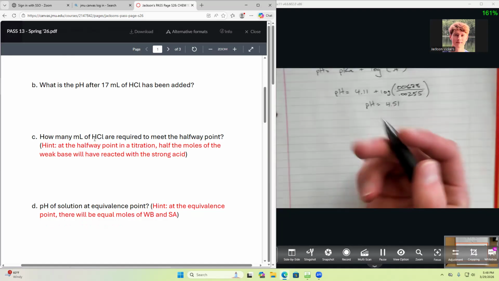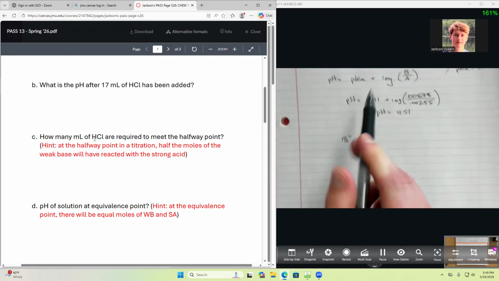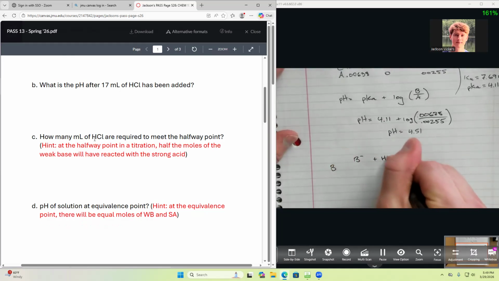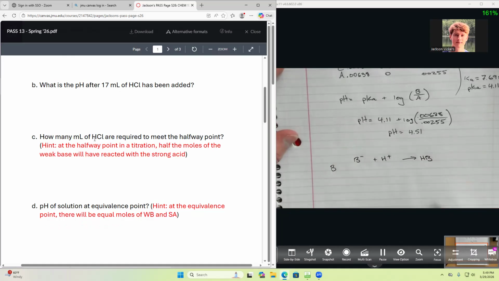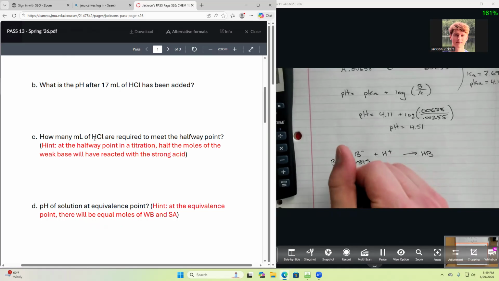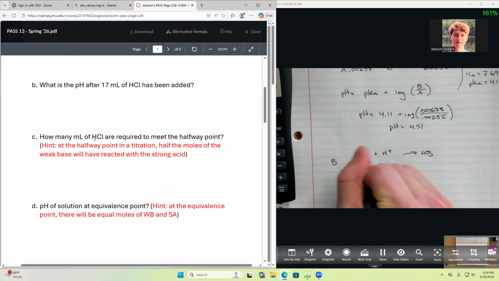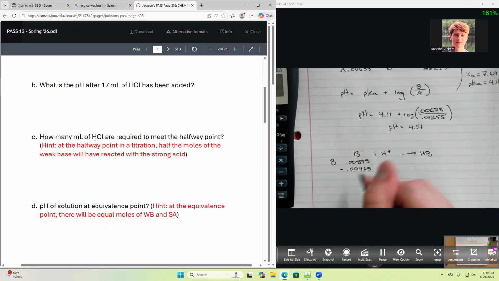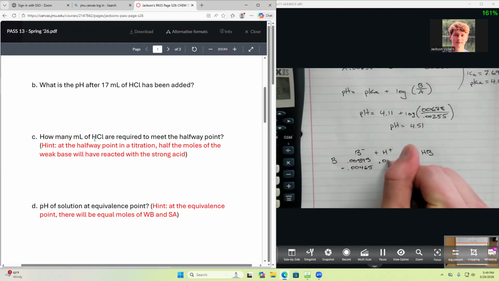And so again, I said that halfway point is once we've gone from the starting amount of 0.00893 and half of that, let's see in our calculator real quick. Yep. So half of that is 0.00465. So we're subtracting that here, and that's the amount that we have to add of our strong acid, right?